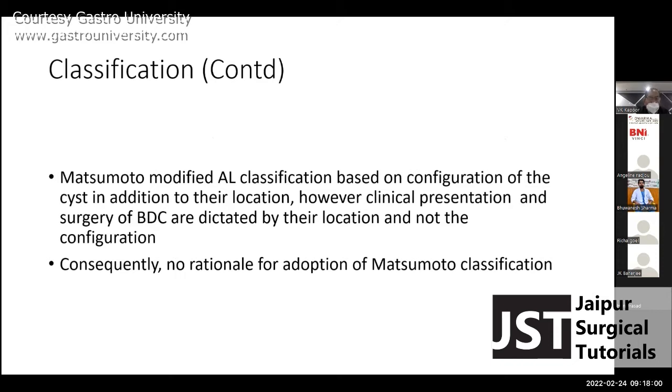Matsumoto modified the Alonso's classification based on the configuration of cysts in addition to their location. However, the clinical presentation or the surgery of biliary duct cysts are dictated by their location and not the configuration. Hence, consequently, there was no rationale for adoption of Matsumoto classification, and it was subsequently abandoned.